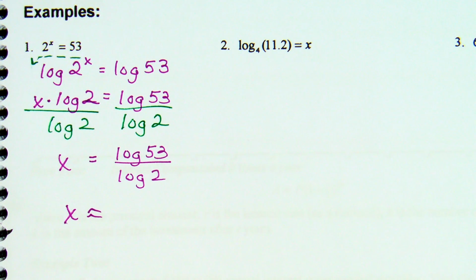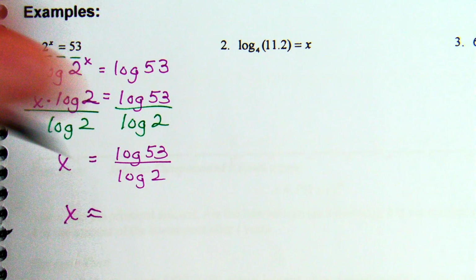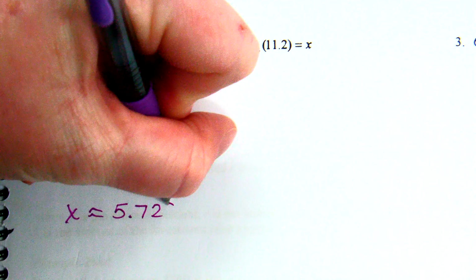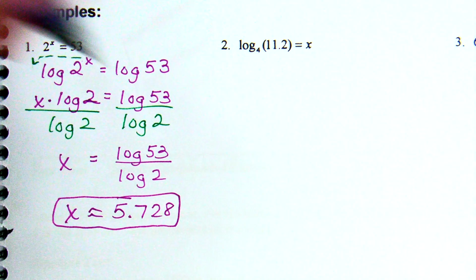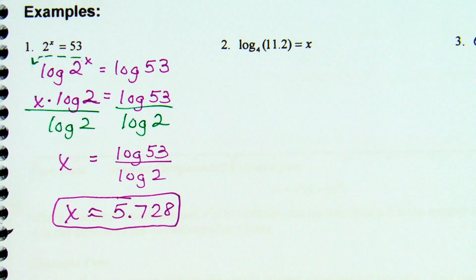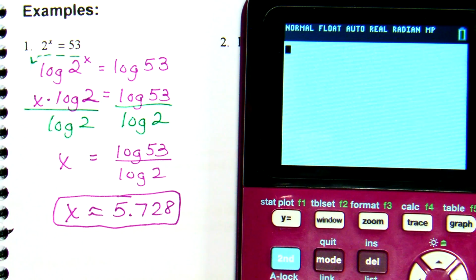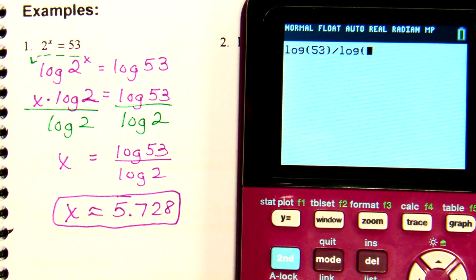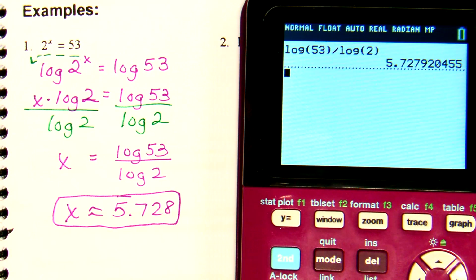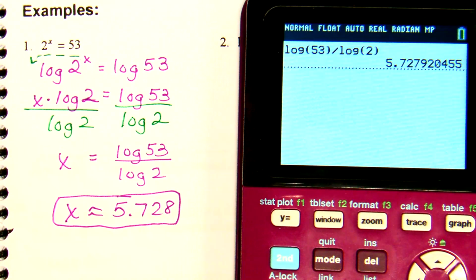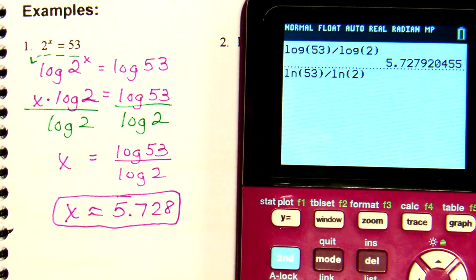What is log of 53 divided by log of 2? Okay, to 3 decimal places, 5.728. And would we get that same answer if we did natural log? Yes. Yep. So, whether you do a fraction bar or just division, watch the use of your parentheses. So there's my log 53 divided by log 2. To answer Chandler's question, natural log of 53 divided by natural log of 2. Same exact answer.